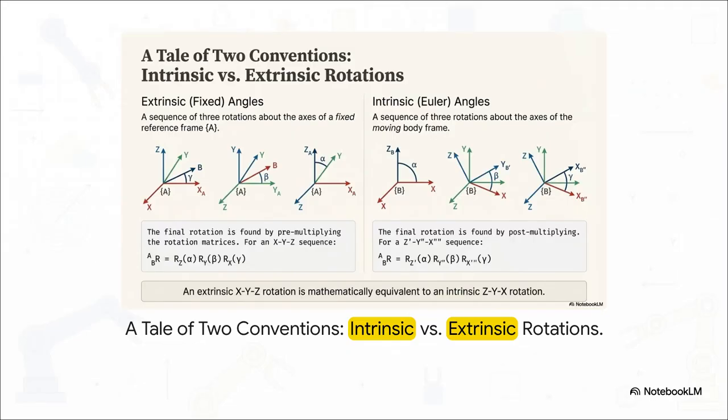You know, the second you decide to use 3 angles, you immediately hit a fork in the road, which is what this slide is all about. Are your rotations happening around a fixed world coordinate frame? That's what we call extrinsic rotations, on the left. Or are you rotating about the body's own axes, which are constantly moving? That's intrinsic rotations, on the right. This choice of convention completely changes the math and the final orientation.